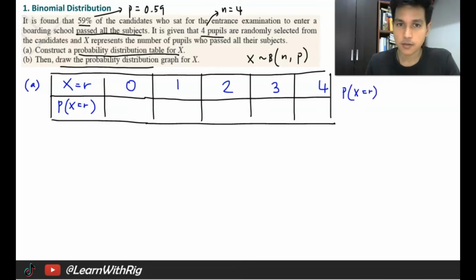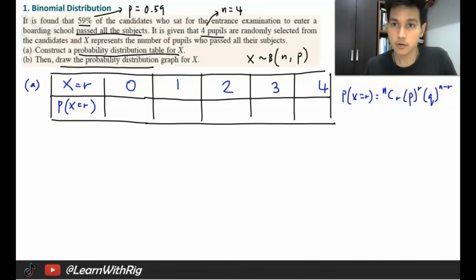P(X) equals r. So r can be all this. You're going to find all the possibilities: x equals 1, P(X) equals 2, and so on, all the way to P(X) equals 4. You must find all the possibilities, and you can use the formula which I gave you guys. The formula is, let me repeat, P(X = r) equals nCr p power r and q power n minus r. So you straight away key in.